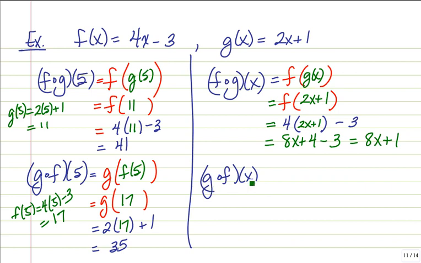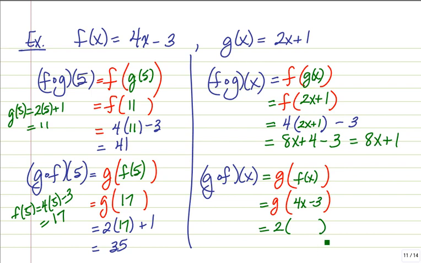What about g composed with f of x? So that would be g of f of x. So let's take a look. What is f of x? It is 4x minus 3. So now we're going to plug this 4x minus 3 into the function g. So how do we define g? G of x is 2 times x plus 1. So it's 2 times whatever we're inputting plus 1.